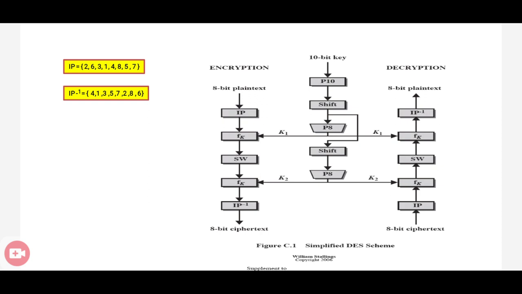Then we have a round function fk based on K1. K1 is the subkey. Then we have a switch function, or swap function, as SW.